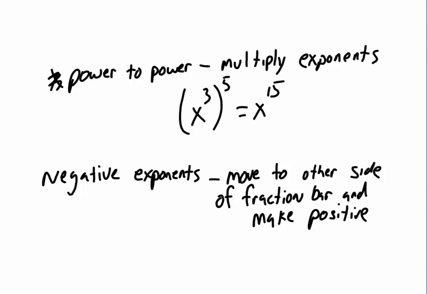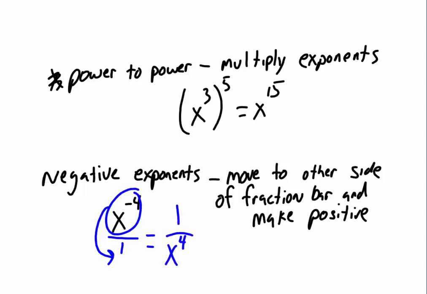So an example of that is if I said x to the negative 4. Anything, like if I just say 5 even, that's 5 over 1. So this is the same as saying x to the negative 4 over 1. So we're going to move it to the other side of the fraction bar. So this will be 1 over x to the positive 4. And we can actually do a lot with that. So we'll get there in a little bit.